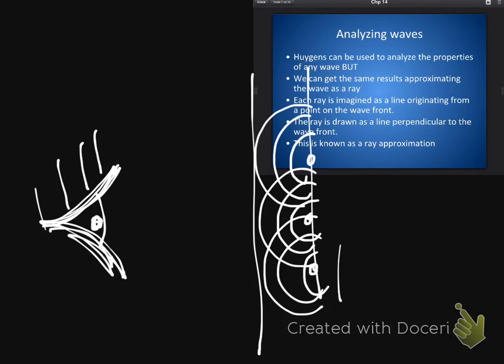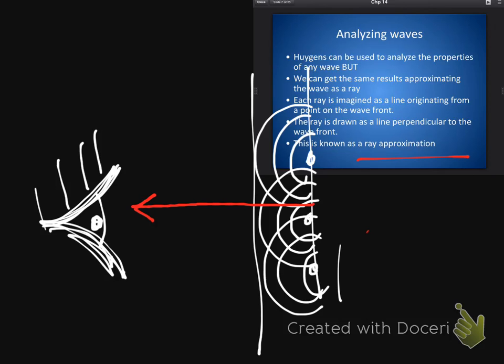So if we go back to Huygens and we look at that wavefront approximation, we've got a wavefront, we've got dots on the wavefront, we've got each of those dots emitting their own spheres of light, we've got a new wavefront. We draw the ray perpendicular to the wavefront. So the ray originates from one wavefront and goes through that wavefront.